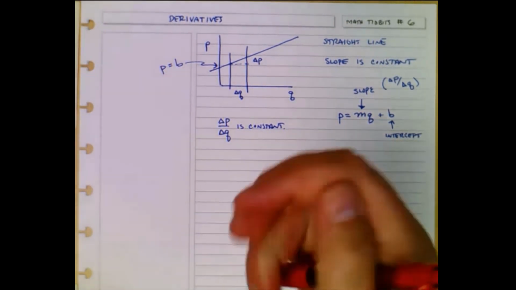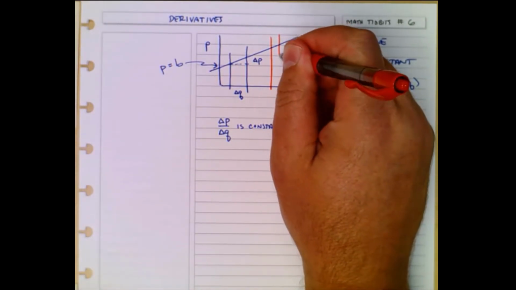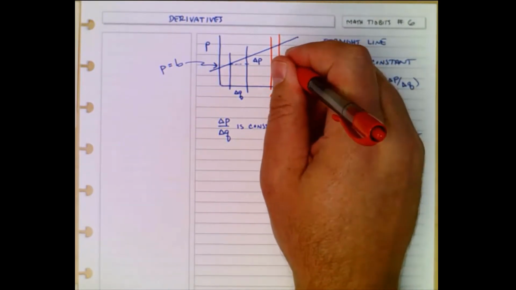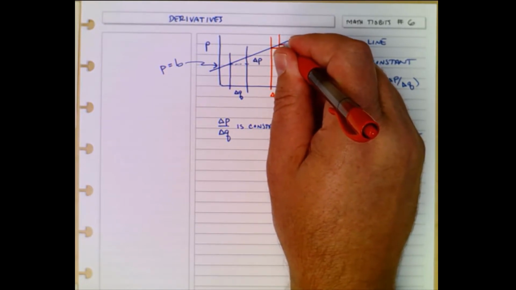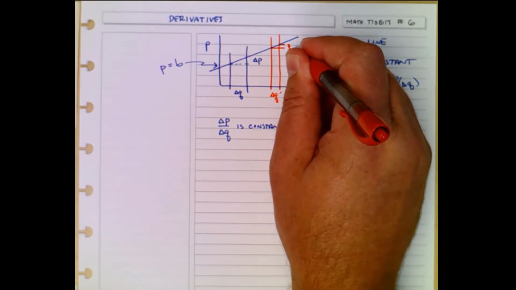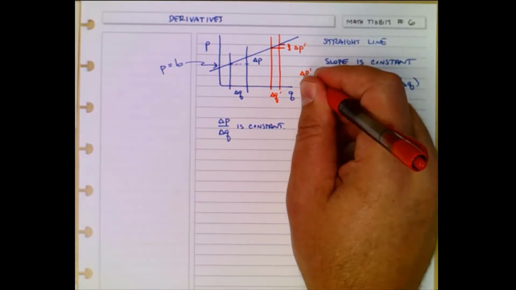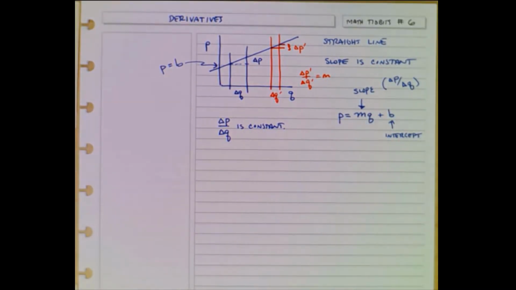Again, just to emphasize, if I take another interval over here, that is, let's say delta q prime in width, then this little amount here, delta p prime, will also be related by delta p prime over delta q prime equals m. Okay, that's what we mean by a curve having constant slope.